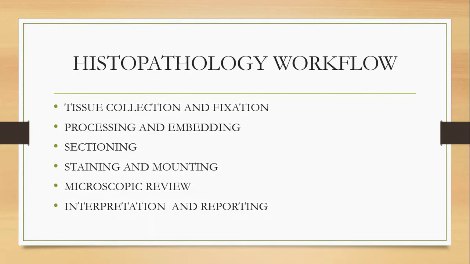The next step is sectioning. After embedding in a tissue block, the tissue is sectioned into thin slides, and then it is stained with the routine H&E stain, mounted with a cover slip, and then reviewed microscopically. This is where the histopathologist looks at the various patterns and dispositions of the cells in order to arrive at a diagnosis, and then the interpretation of those findings is finally reported, or rather translated into the diagnosis of the tissue.